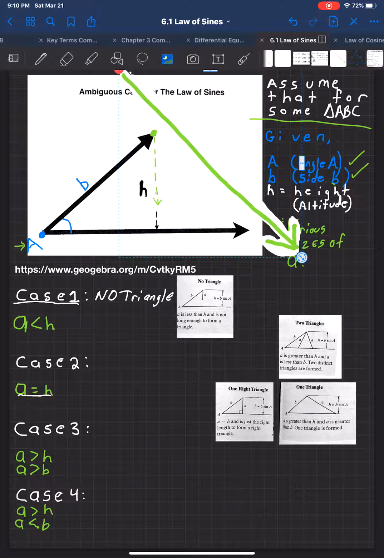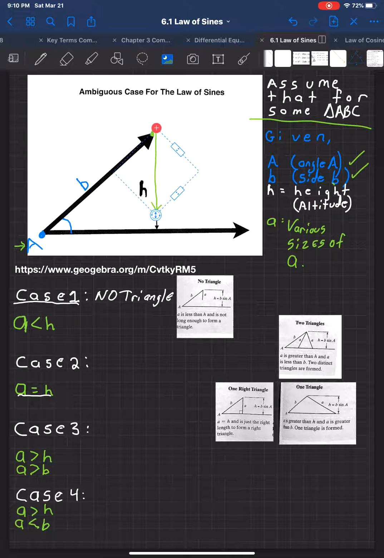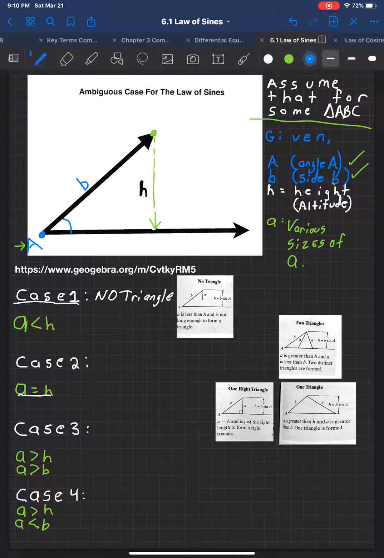oh, what's going on? Let's try that again. Get rid of that. Let's assume, and this is probably going to be an epic failure. Nope, look at that. Perfect. So in this case, let's assume that side A is equal to h, is equal to the altitude. What would you have in that case? Well, in that case, you would have a right triangle. So in this case, you would have one right triangle.